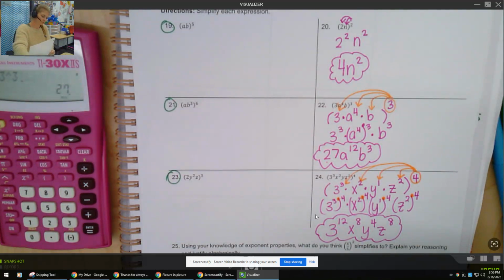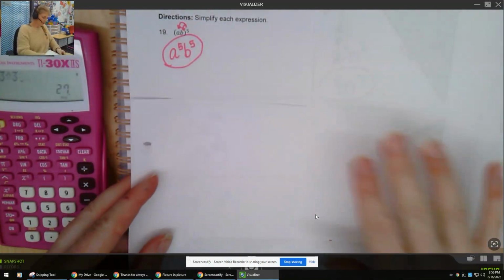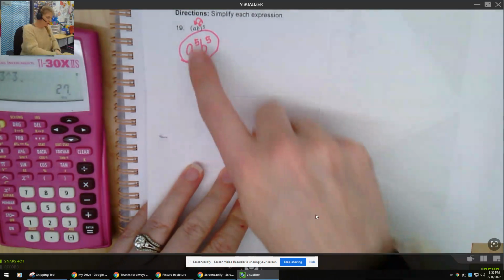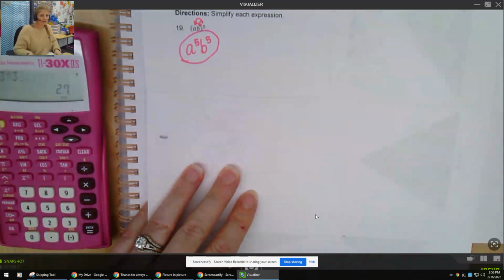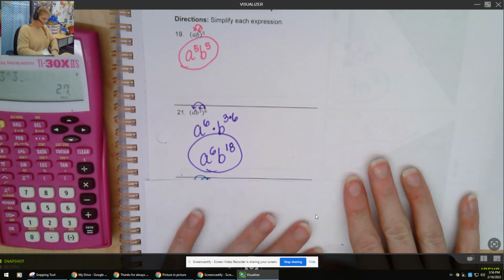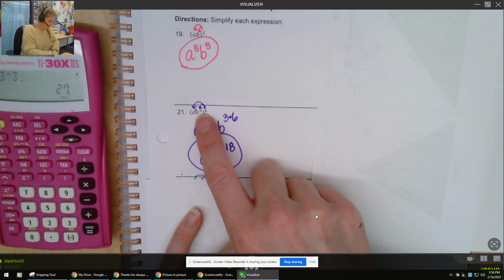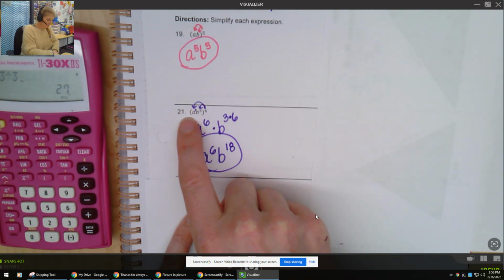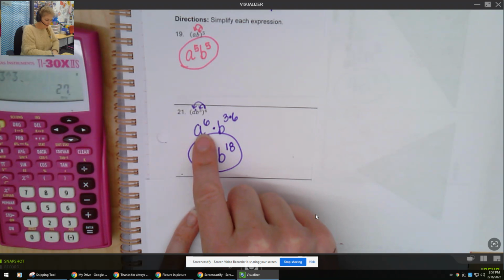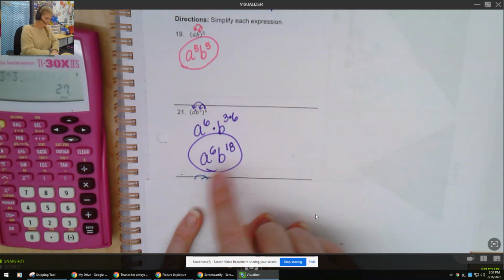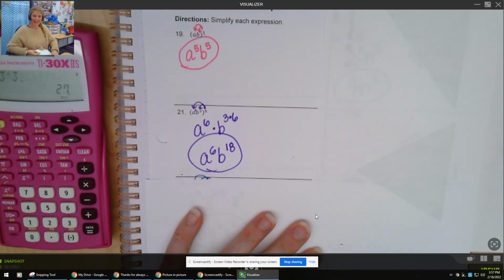Okay, let's go ahead and take a look at our work. So (ab)^5 is just a^5 b^5. The next one, we have (a b^3)^6. So this 6 applies to a to the first, get a to the 6, and then to the b to the third, so b to the 3 times 6. a^6 b^18.